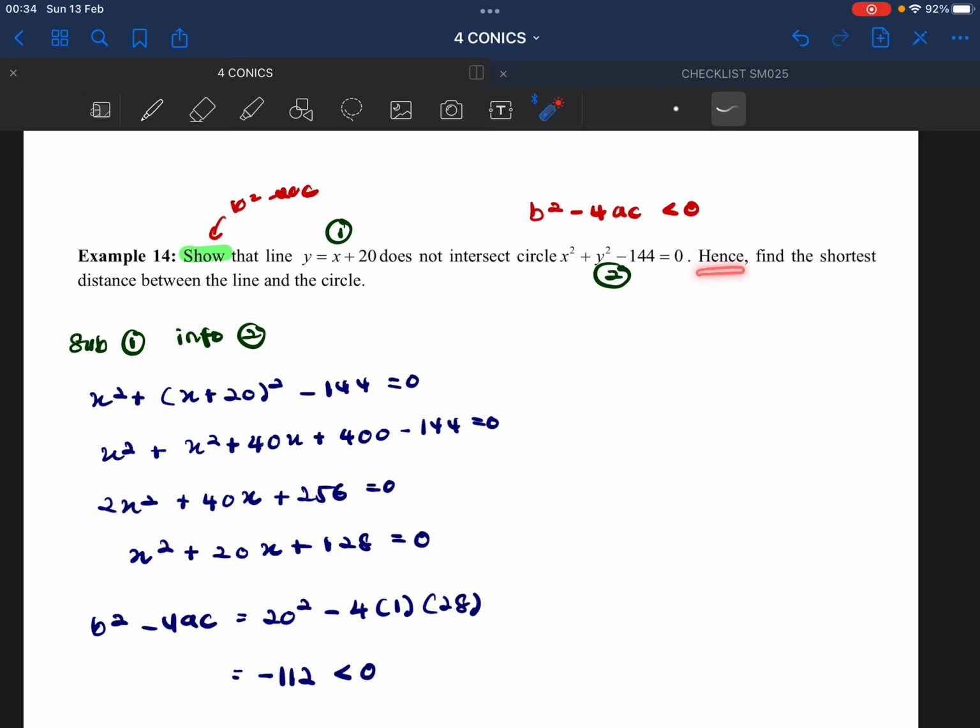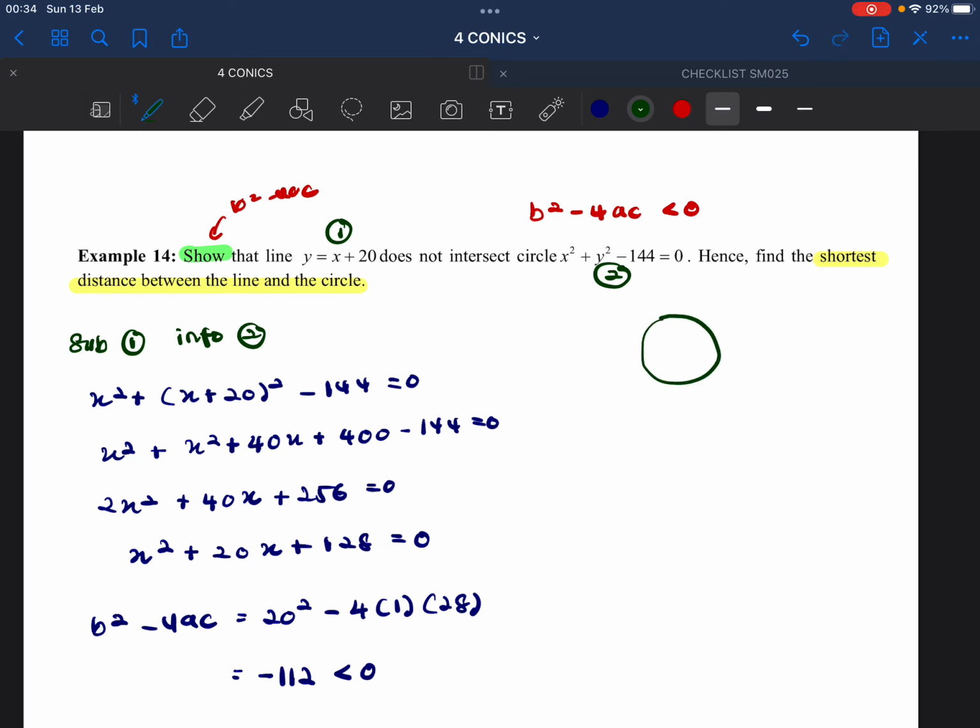Hence, find the shortest distance between the line and the circle. So we know that the circle and the line does not intersect each other. Okay, so we have a circle. A circle here.